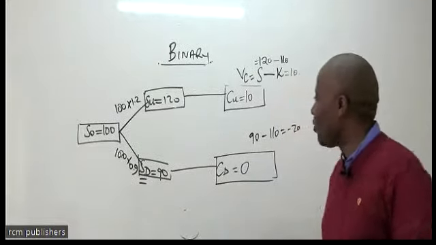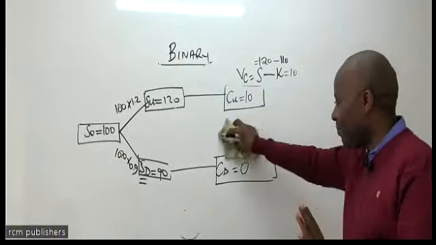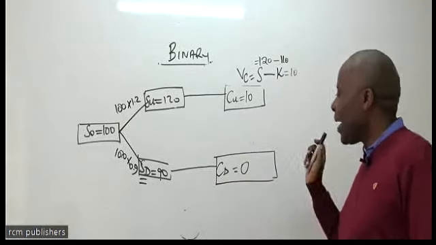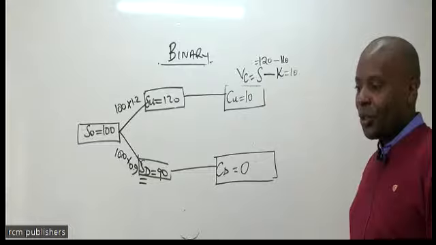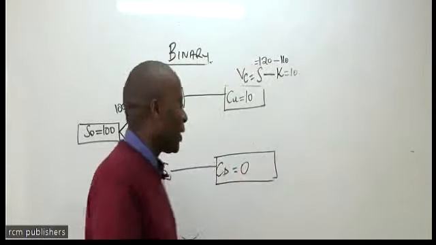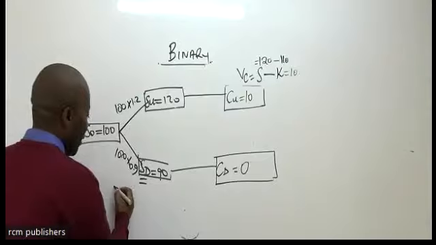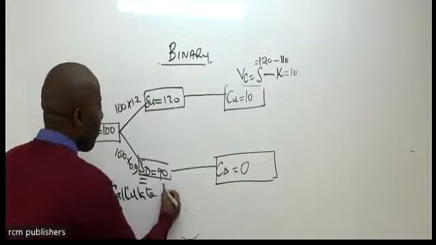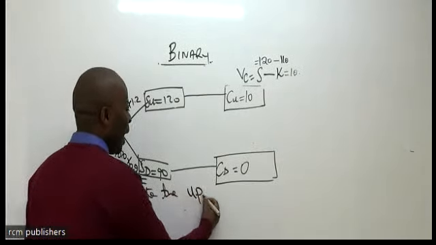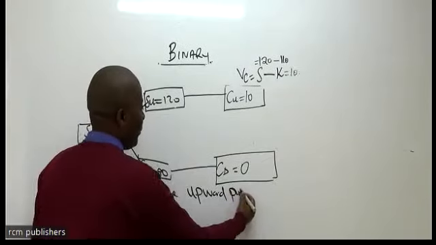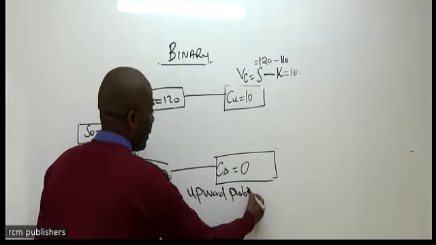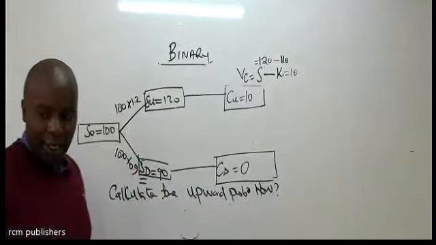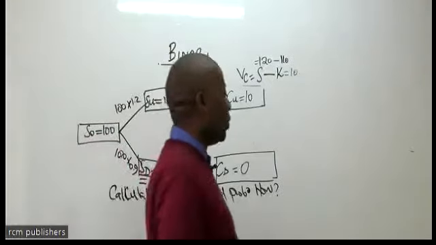Thank you so much. Now when you get here, second last step actually. Here, the examiner has not given us probabilities. So the second last step, come and calculate the probability of the upward. You calculate the upward probability. So how do we do that?